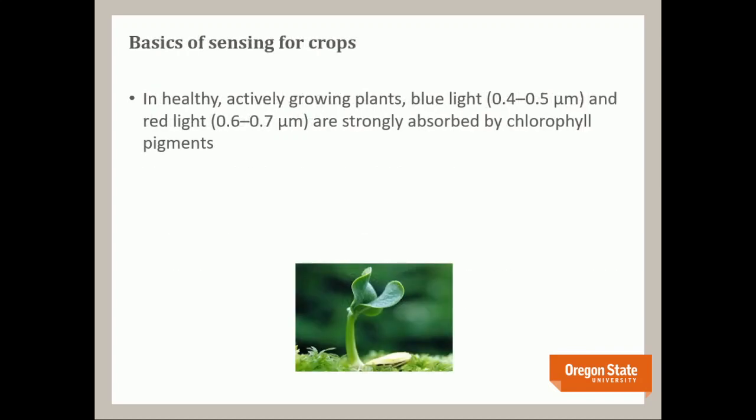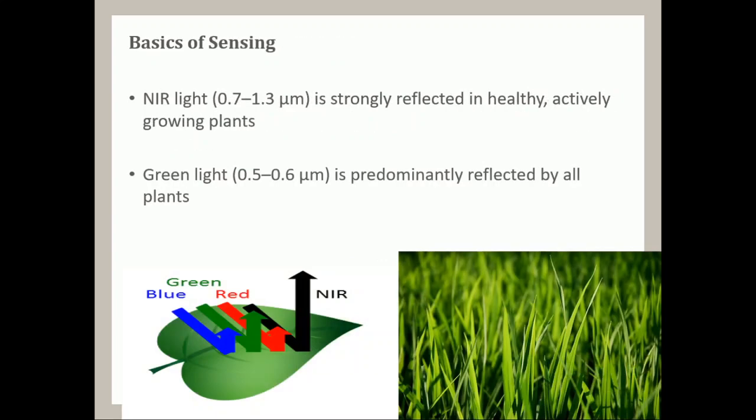Basics of sensing for crops. In healthy, actively growing plants, blue light 0.4 to 0.5 micrometer and red light 0.6 to 0.7 micrometer are strongly absorbed by chlorophyll pigments. Near-infrared light 0.7 to 1.3 micrometer is strongly reflected in healthy, actively growing plants. Green light 0.5 to 0.6 micrometer is predominantly reflected by all plants.